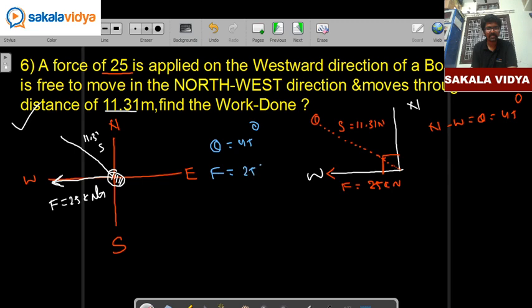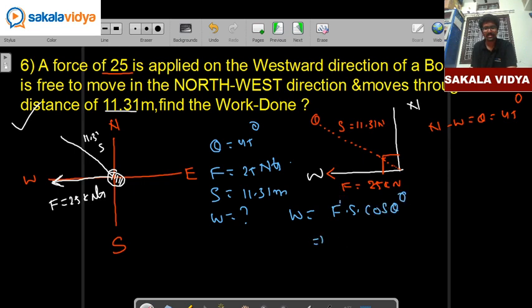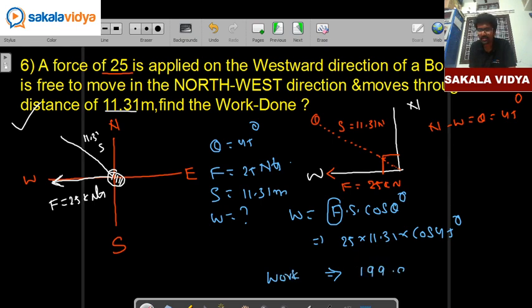Force is equal to 25 newtons, and displacement is 11.31 meters. So what you have to find here? Work done. Work done is equal to F S cos theta. So force is 25, displacement is 11.31, into cos 45. So you are going to get work done is equal to 199.93 joules, so approximately 200 joules. Okay. So let me explain this question once again.